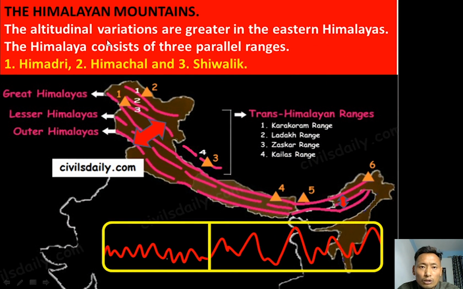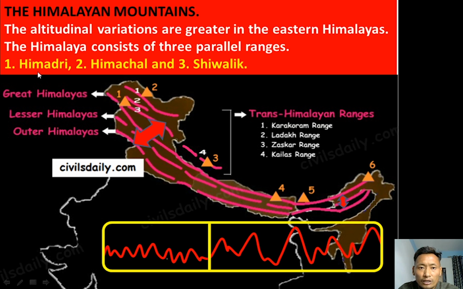The altitudinal variations are greater in the eastern Himalaya. So if we talk about the altitudinal variation, suppose this is the Himalayan mountain. Here there are not that many altitudinal variations, but if we move eastwards, there are more altitudinal variations if we move towards the east Himalayan side.